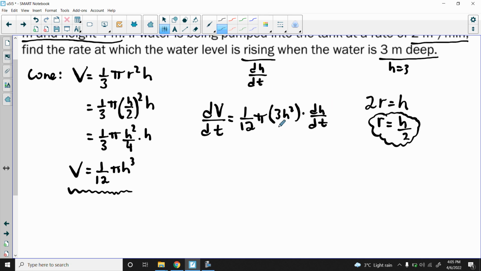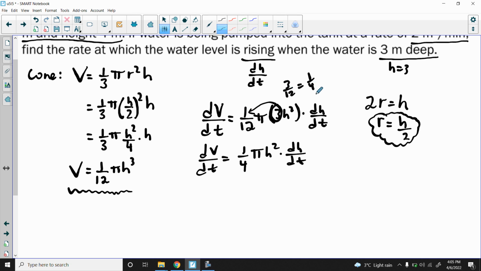There's not a whole lot to tidy up. Basically, the 3 can match up with the 1 over 12 to make it 3 over 12, which then turns into 1 over 4. So I can tidy this up to be 1 over 4 pi h squared times dh over dt. Just to recap, I took this 3, multiplied it to the 1 over 12, so it became 3 over 12, and that reduces down to 1 over 4. So that's 1 over 4 pi h squared times dh over dt.